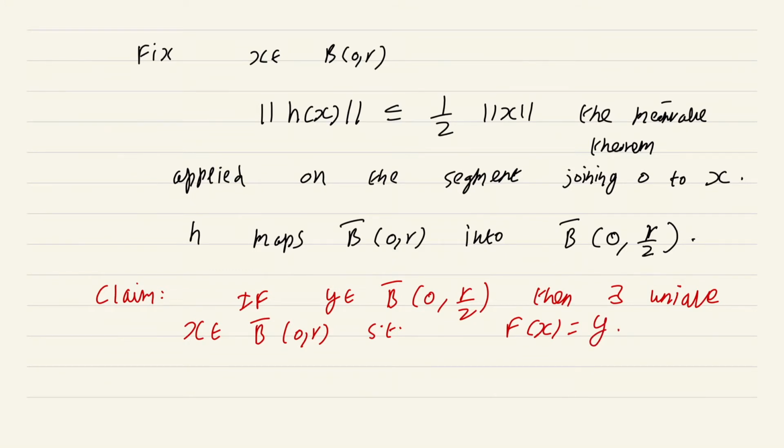So I am not claiming that f maps B closure 0 r into B closure 0 r by 2. h already does that. h takes B closure 0 r into B closure 0 r by 2. But what I am claiming is that if you look at the set of points that are mapped into B closure 0 r by 2, but which come from B closure 0 r, every single point in B closure 0 r by 2 will be mapped by f. So the claim is, given y in B closure 0 r by 2, there is a unique point x in B closure 0 r such that f of x equals y.